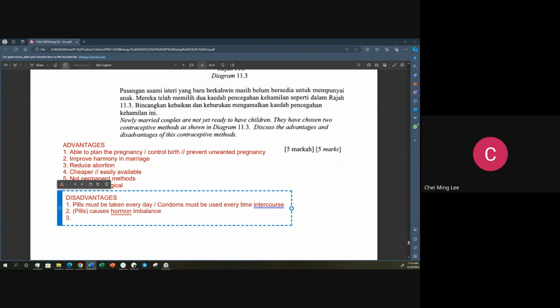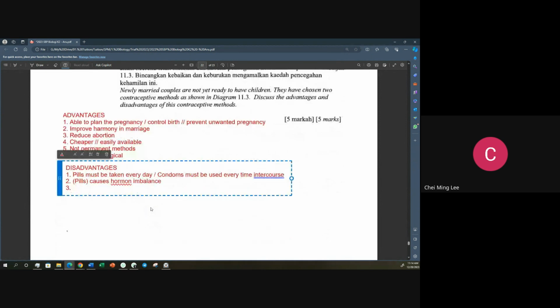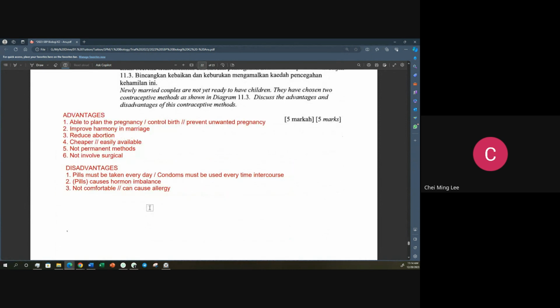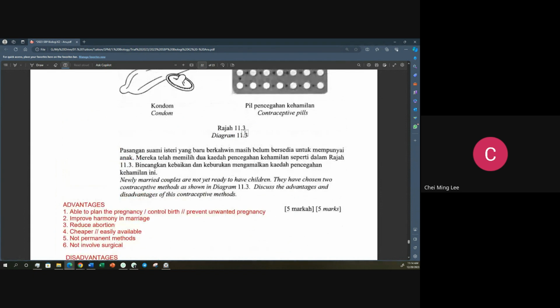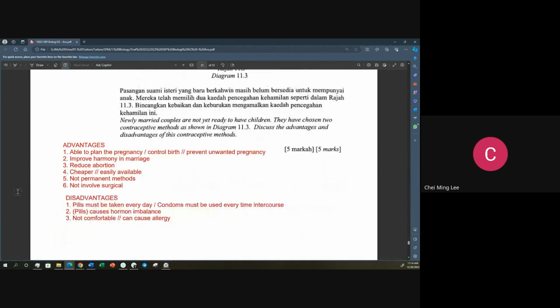While for the condom, it might cause discomfort, and maybe will cause allergic reaction, because it's made up of rubber. Some people might have skin that is allergic to the rubber made product. Not just male but also for female as well.